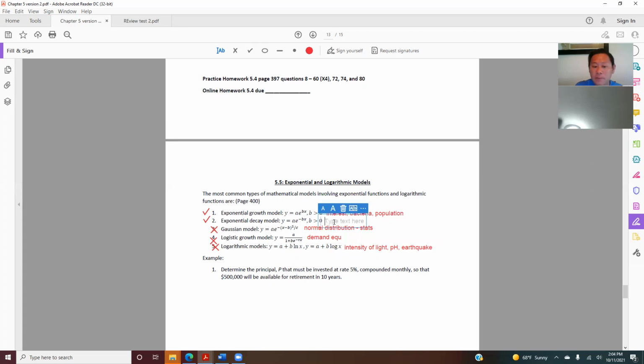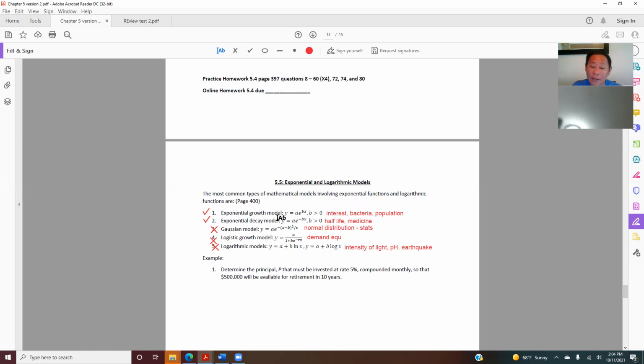Type of word problems. For exponential decay, it will be half-life. This is a big one. Half-life means we're talking about the half-life of radioactive material. So you cut it in half every half-life period, depending on the radioactive material, and then you keep on cutting in half. This means it's exponential decay. Medicine in your system is another example. If you take ibuprofen or anything, the medicine is slowly getting weaker and weaker over time. So this is called an exponential decay model.